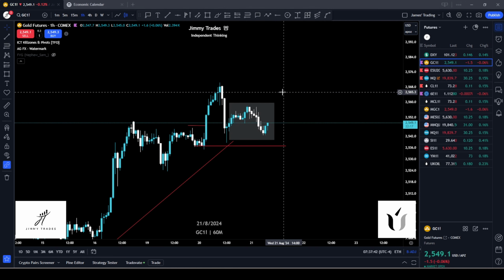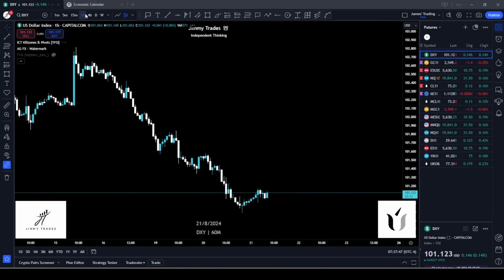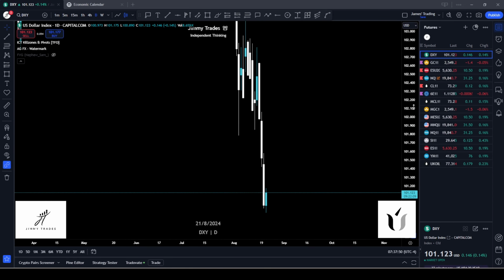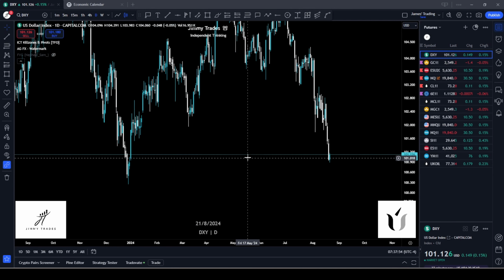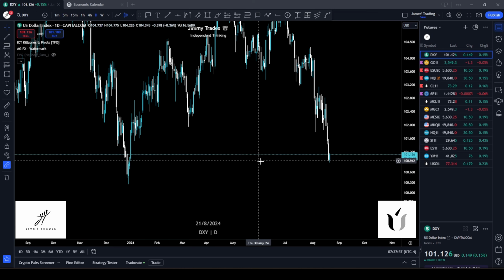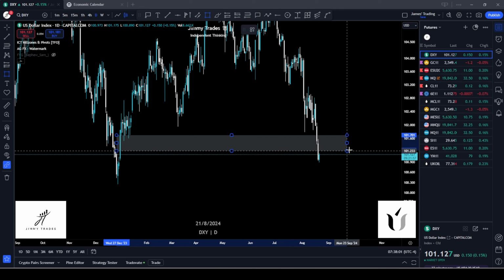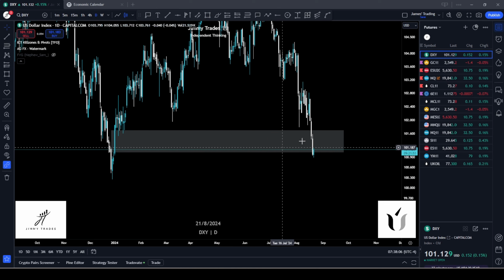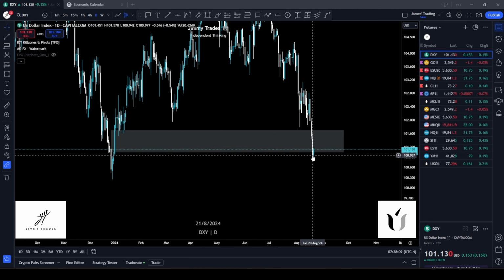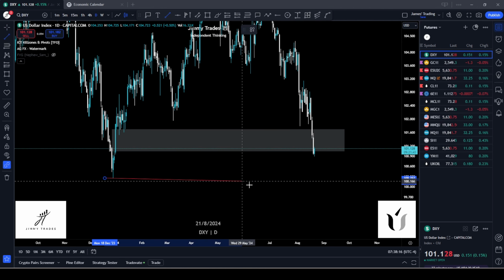Okay, let's move on to Dixie. Dixie's just been falling off a cliff. Price mitigated this bullish FEG, so we've closed through that. I'm anticipating price to reach this low.